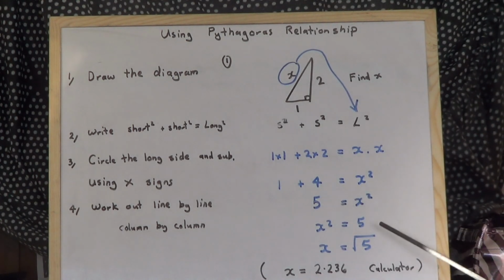And that's as far as I need you to go in this session. However, if you've got a calculator, you can write down the answer, which will be x is equal to 2.236 to 3 decimal places.